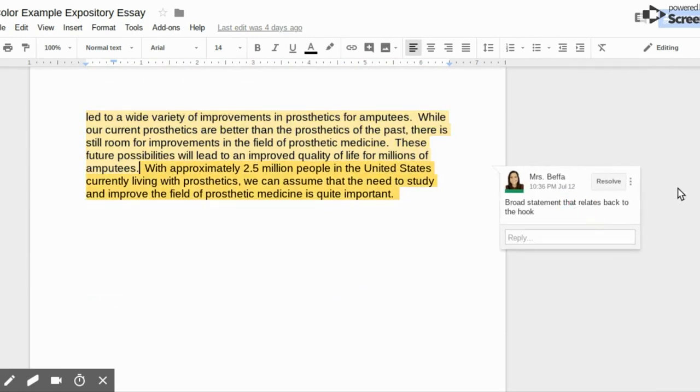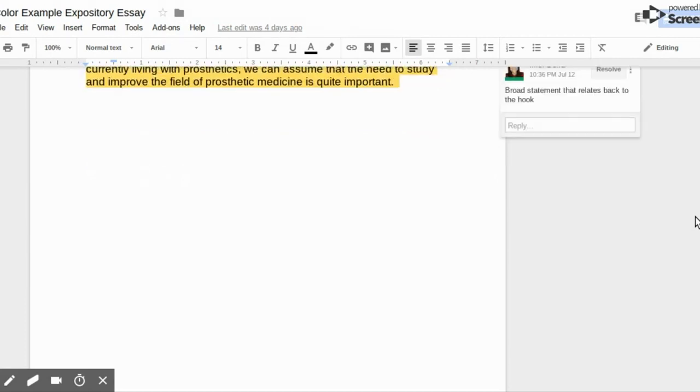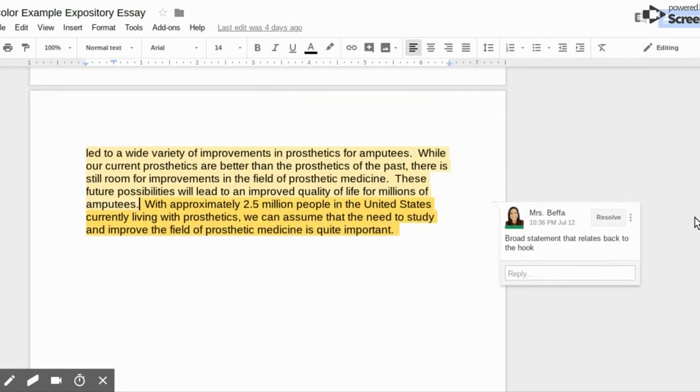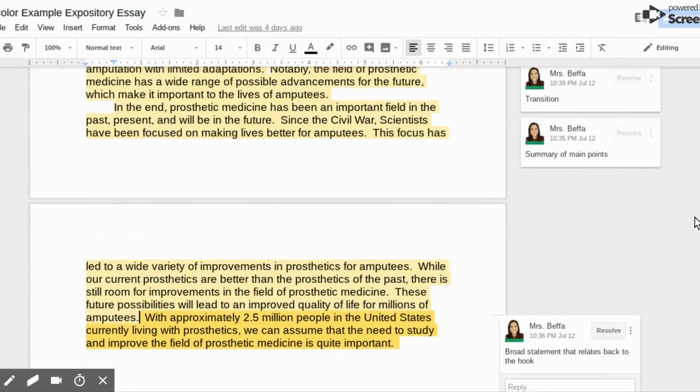And then we're going to end with a broad statement that relates back to the hook. So we are going to use part of that statistic again that we used in the hook. With approximately 2.5 million people in the United States currently living with prosthetics, we can assume that the need to study and improve the field of prosthetic medicine is quite important. So that's the last sentence, and that's the last thought in the reader's mind. So there is the conclusion.